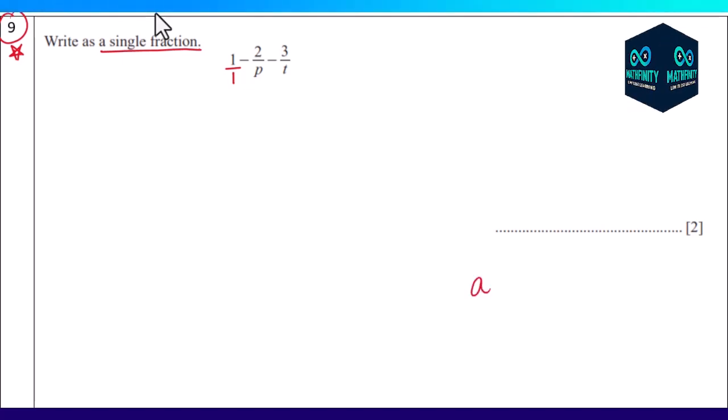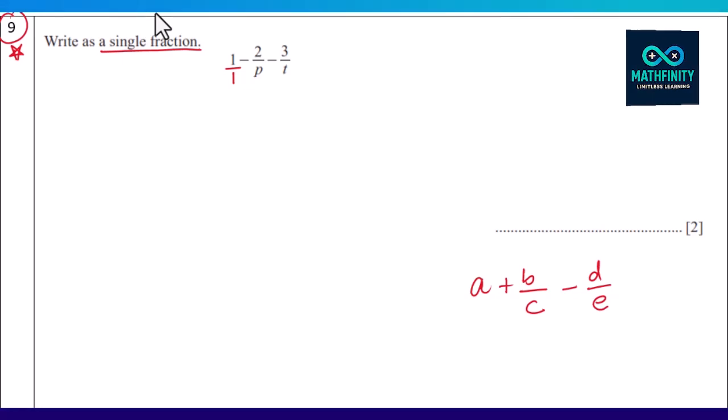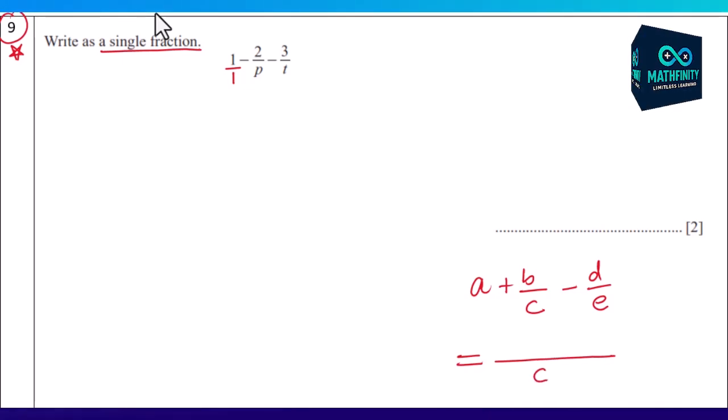Suppose you have here a plus b over c minus d over e, three fractions, the same like the question. How to merge them? What are the denominators, guys? C and E are denominators. Okay, concentrate here. C and E are denominators.